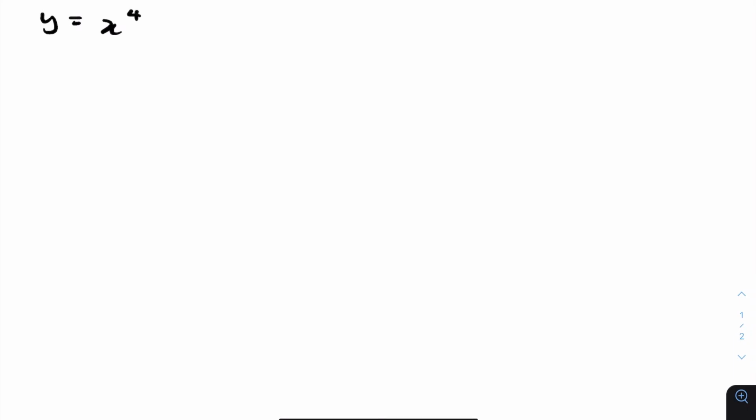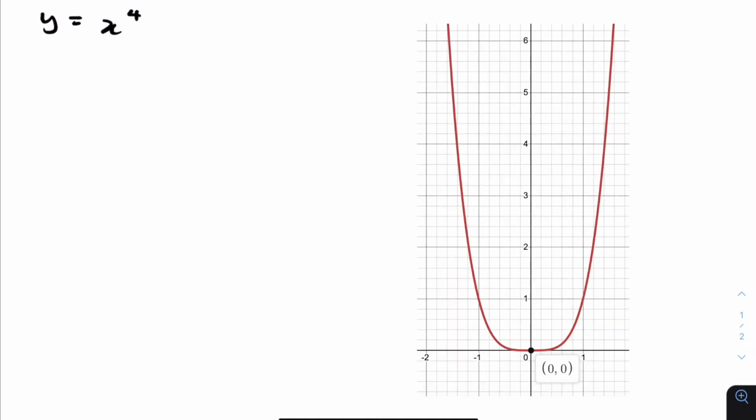And I'm going to put up the graph of this function on the screen right now. And as you can see, it has a distinctive minimum point at the point 0, 0. So looking at this function, we can tell that it's a minimum, right?